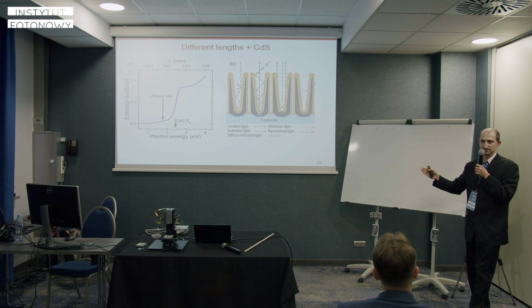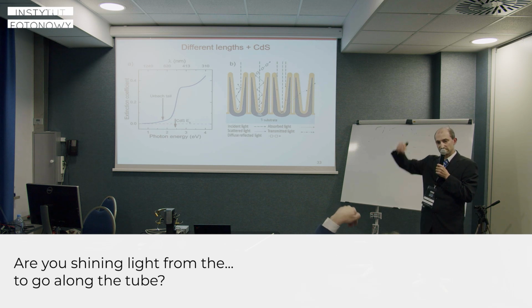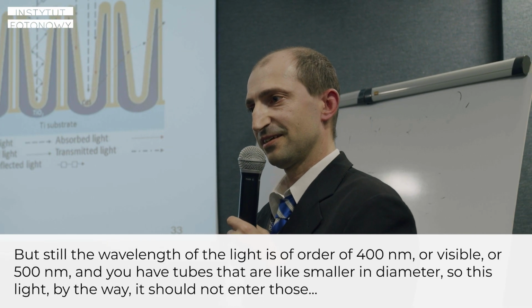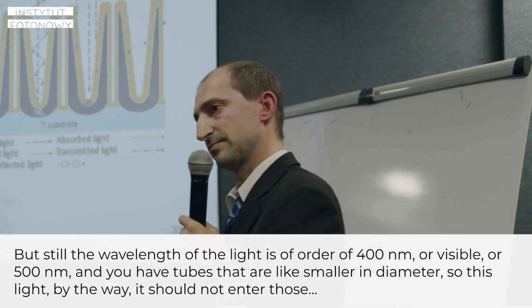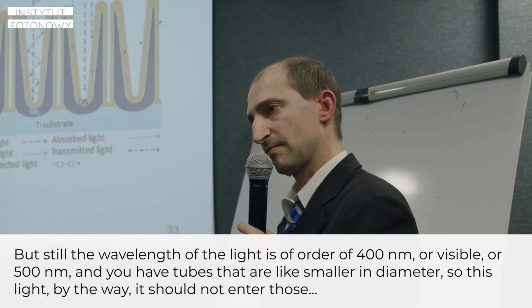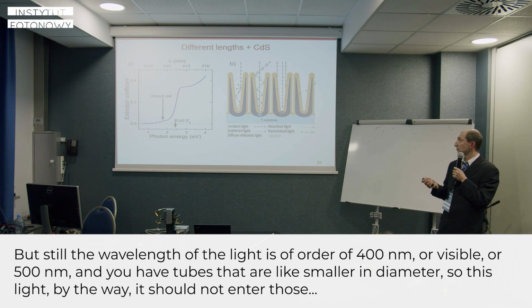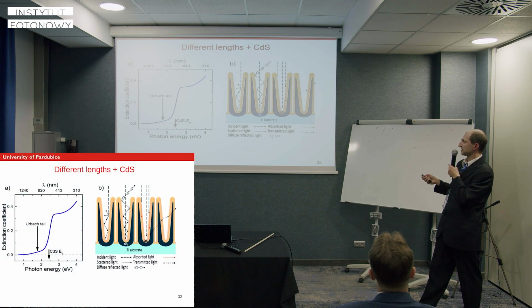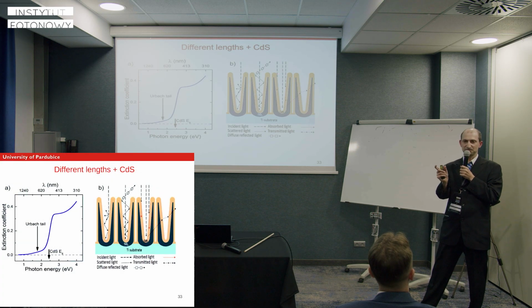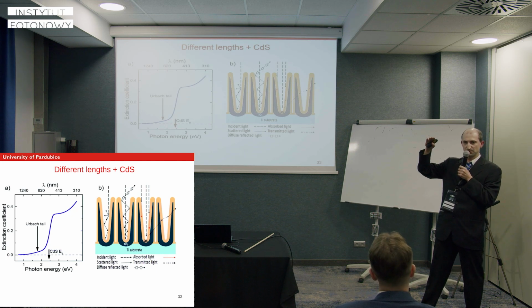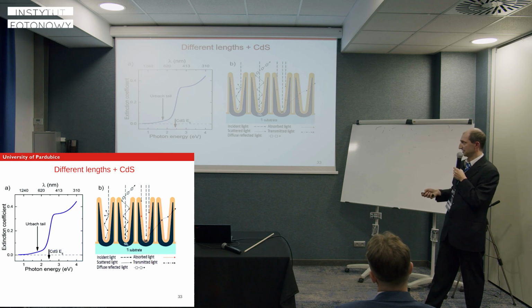Are you shining light from the...? Yes, you try to go along the tube. Yes, exactly. But still, the wavelength of the light is of the order of 400 to 500 nanometers for visible light, and you have tubes that are smaller in diameter. So this light, if you look at it as a wave, it should not enter those. No, they don't as well. This is a simplified picture. Usually you have to take a complex of tubes. Yes, there is lots of multiple scattering and absorption. That's the reason why we promote the absorption tails.